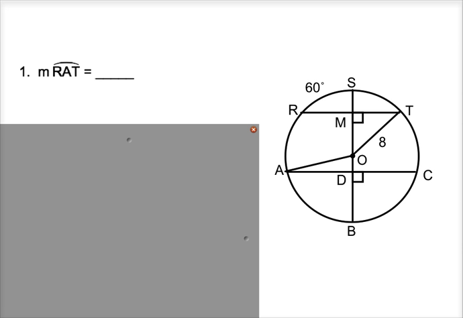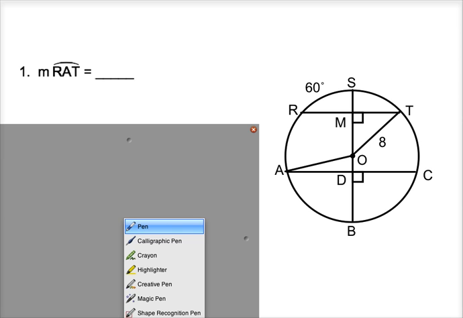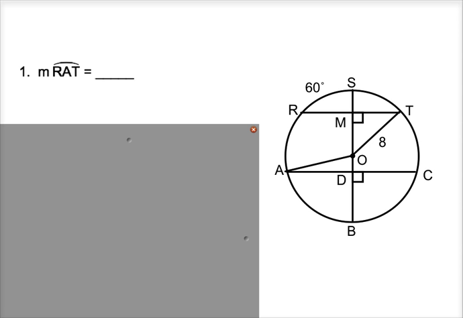Number 1, let's find the measure of arc RAT. So if I look over to the right, the arc that I'm really looking for goes from R to A to T, which is that big. So I'm really just thinking if I could figure out the arc that's up here at the top and subtract it from 360, I'll end up with the arc that I want.